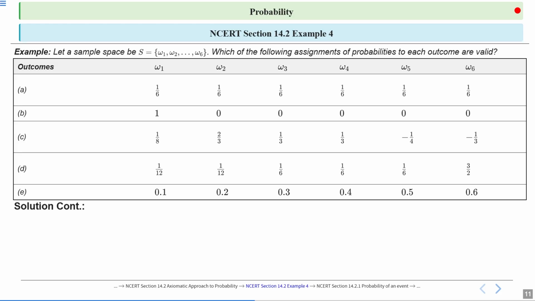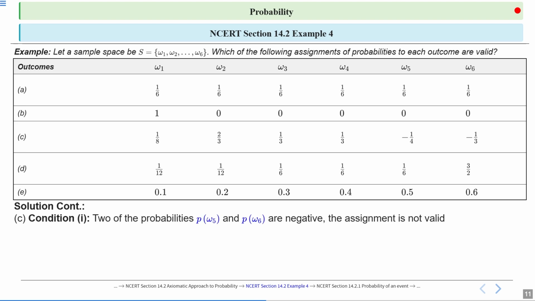Here you can see in assignment C, P of omega 1 is 1 by 8, P of omega 2 is 2 by 3, P of omega 3 is 1 by 3, and P of omega 4 is 1 by 3. And P of omega 5 is equal to minus 1 by 3, and P of omega 6 is minus 1 by 3.